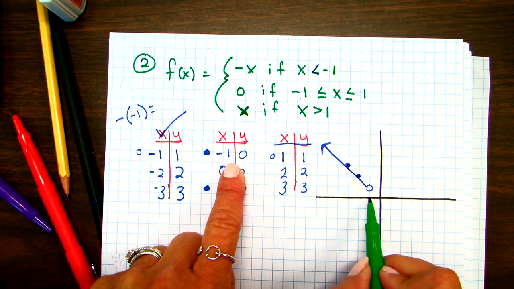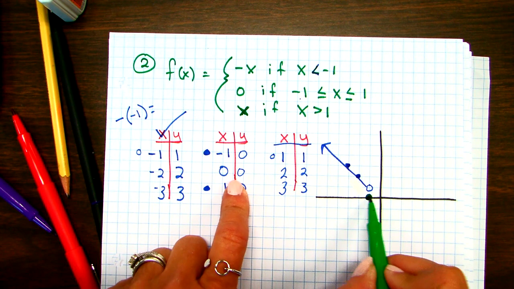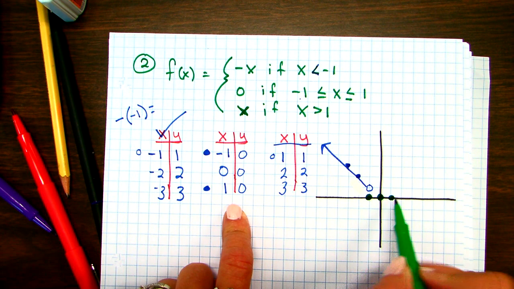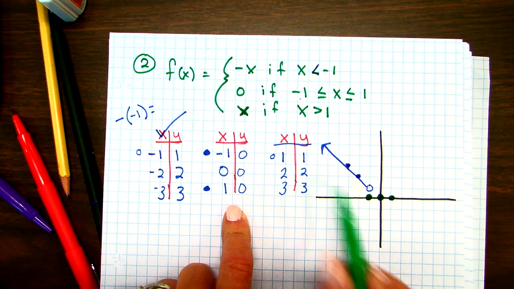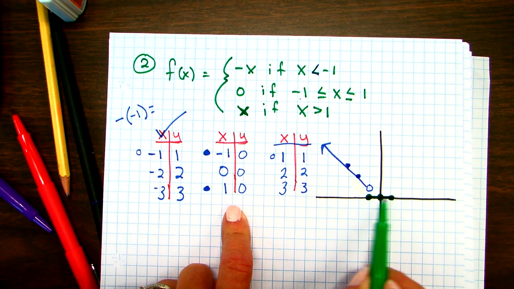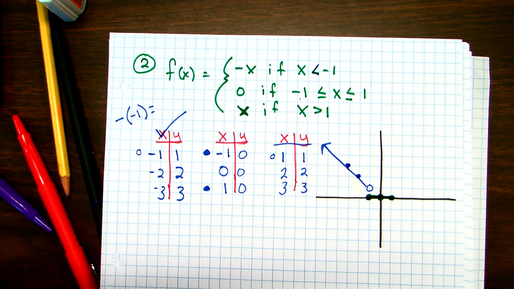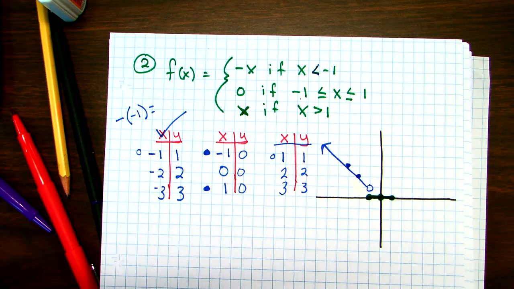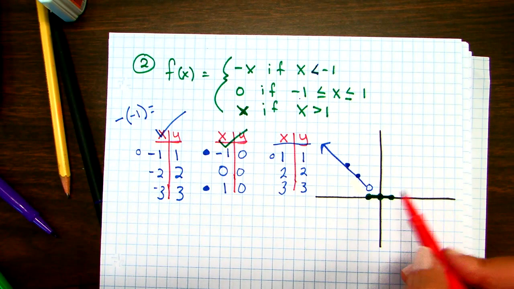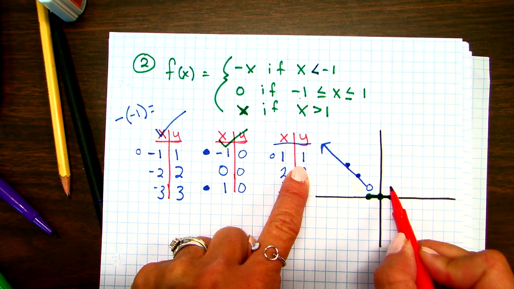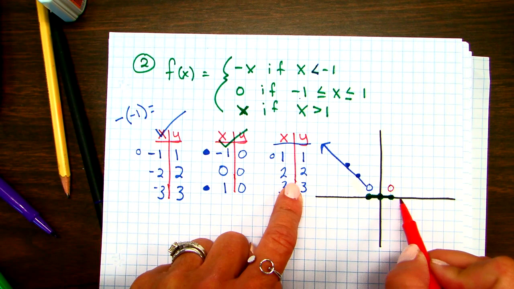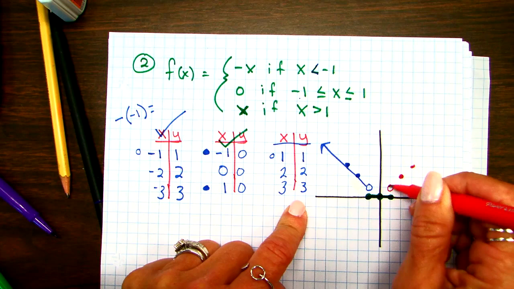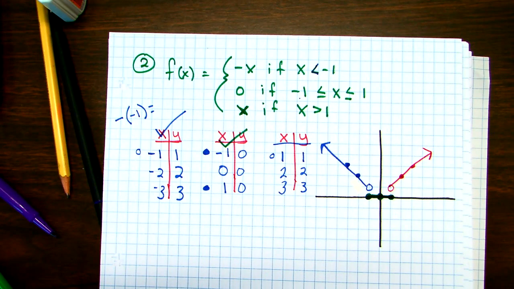-1, 0. That would be right here. 0, 0 here. 1, 0 here. Notice those y values are zeros because they're x-intercepts. And it's just that little piece right there. That's a horizontal line at y equals 0. But only from -1 to 1. And then 1, 1, open circle, 2, 2, and 3, 3, and it keeps going in that direction.